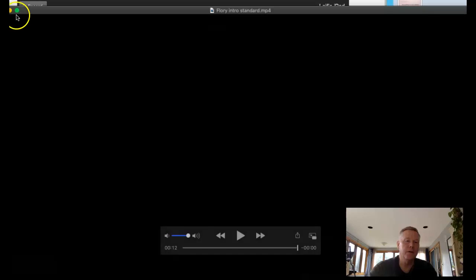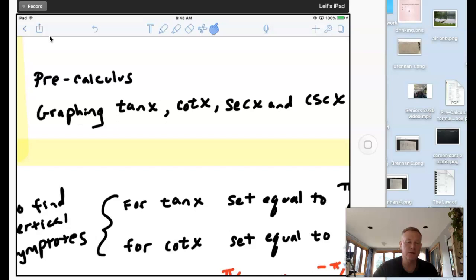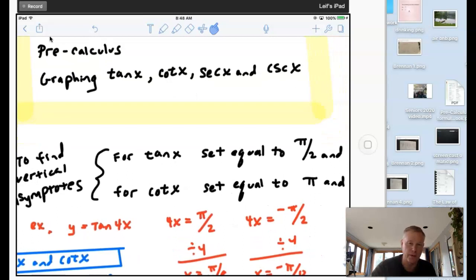Good morning. Today, for pre-calculus, I'm going to be covering how to graph tangent of x, cotangent of x, secant of x, and cosecant of x. I'm going to get going with the tangent and cotangent first, and in the second part of the video, we'll do the secant and cosecant.